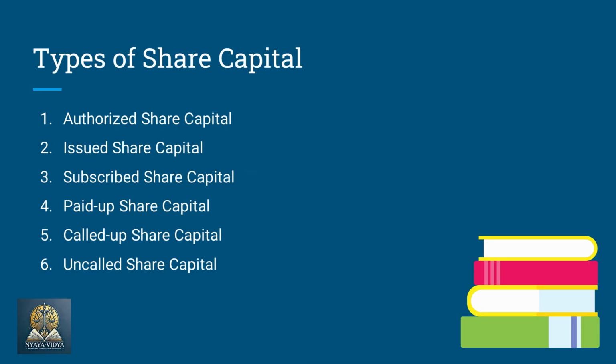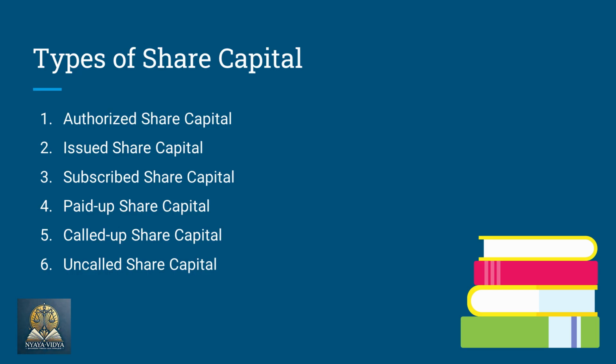Let's go to the next slide. These are the types of share capital: authorized, issued, subscribed, paid up, called up, and uncalled. I'll try to brief about these. So authorized share capital, the term authorized, who authorized? MOA, Memorandum of Association. The Memorandum of Association authorizes the maximum amount of capital to issue to shareholders. So this is authorized share capital.